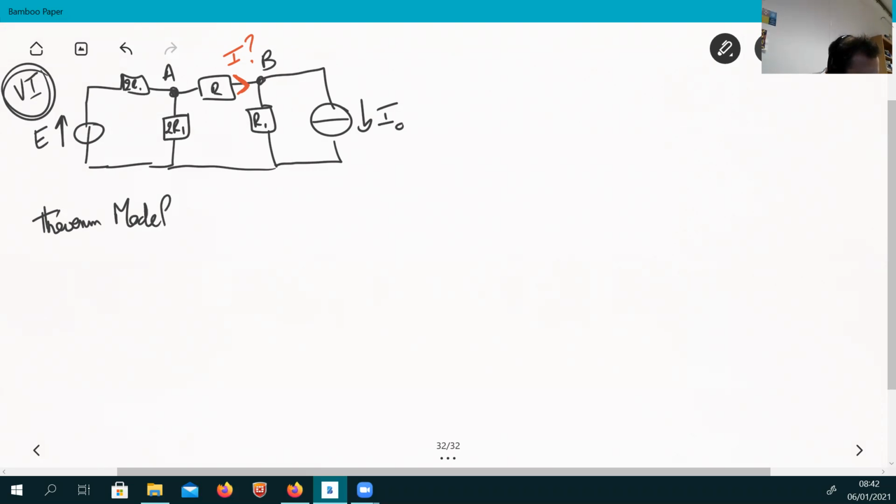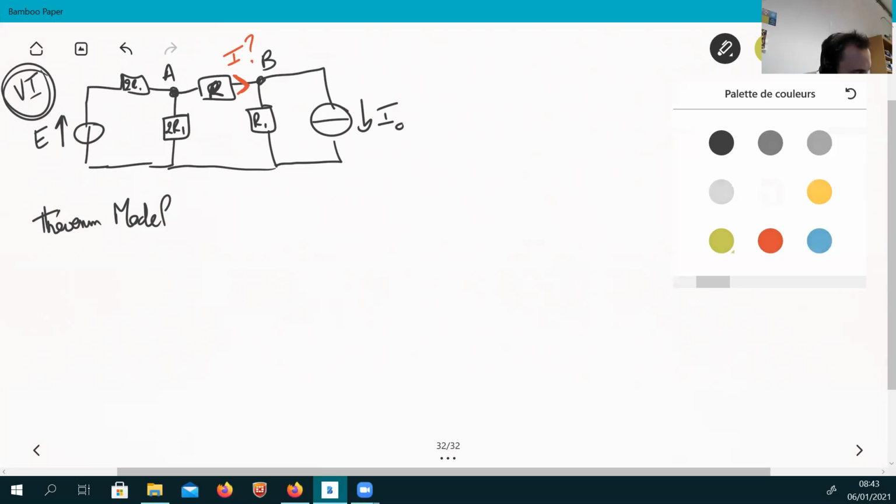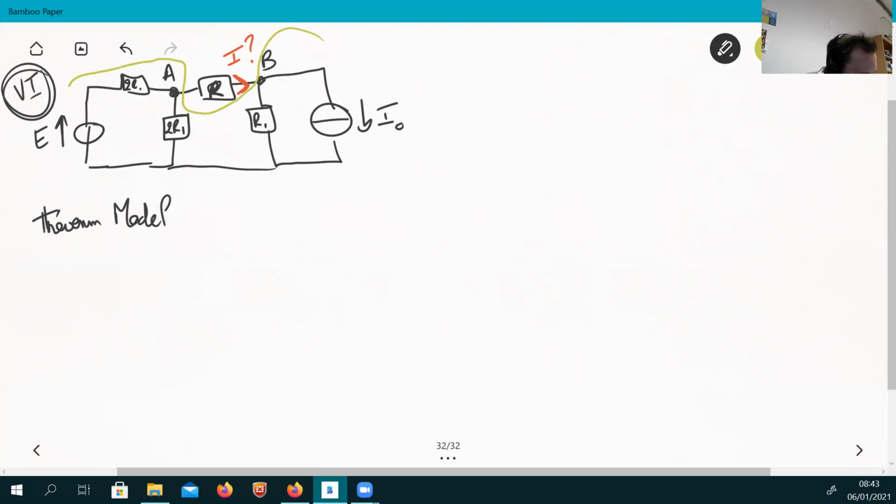model. So considering R here being the load, which means that you are going to apply Thevenin model on all of this. Why are you not including R in the model? It is because of the current I you're looking for. If you put R in the theorem, then you won't be able to go back to what you're looking for, which is the current I flowing through the resistor R.